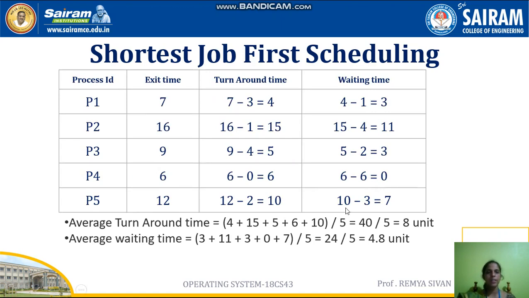6 minus 6 is 0. 10 minus 3 is 7. And average turnaround time is 4 plus 15 plus 5 plus 6 plus 10 by 5, which is 8 units. Average waiting time is 3 plus 11 plus 3 plus 0 plus 7 by 5, which is 24 by 5, 4.8 units.